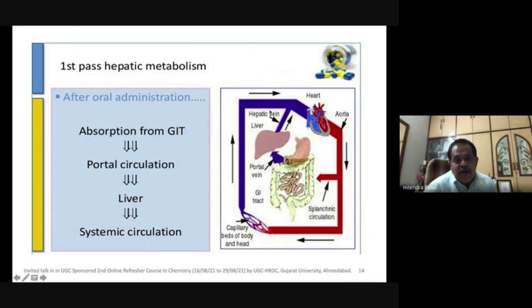So whatever the drug molecule we have, after oral drug administration, it passes through the gastrointestinal tract, and then it goes to the liver, and then systemic circulation happens, so in the whole body through the blood-brain barrier it is spread in all our body. So that's the thing we have with first pass hepatic metabolism.